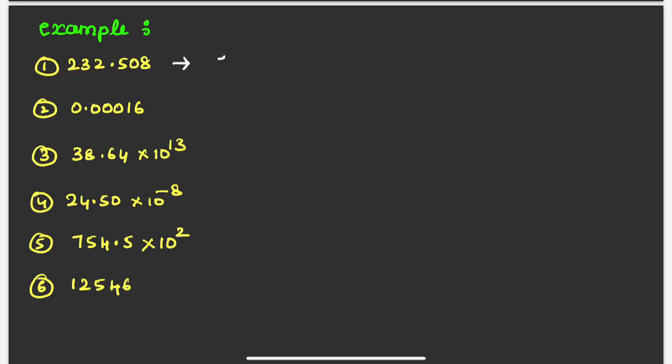So here we will be writing it as 2.32508 into 10 to the power of. How many places have you shifted the decimal? 1, 2. So you will be writing here 10 to the power of 2. Whether it is towards left or right, you are shifting towards left. If it is left, you will be writing plus sign here. Even if you don't write plus sign, it is understood it is plus 2. So the answer will be 2.32508 into 10 to the power of 2.